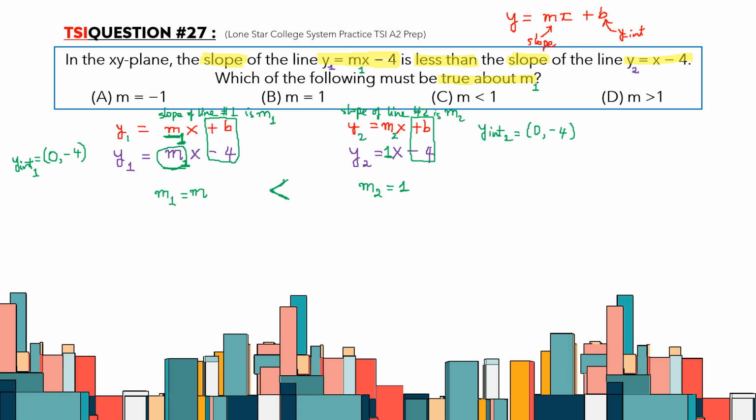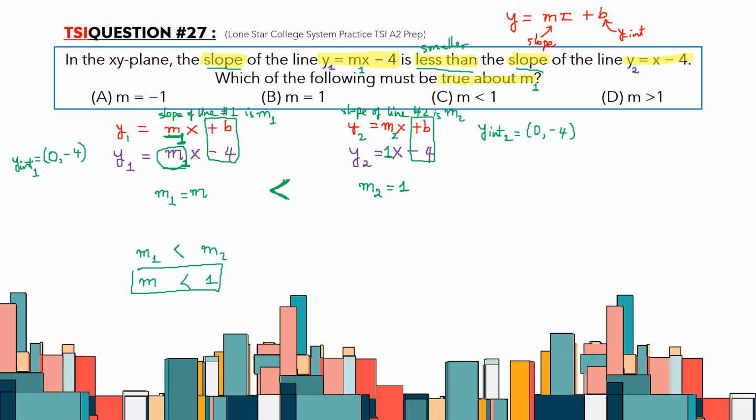Because we have the relationship m1 less than m2, where m1 is equal to m and m2 is equal to 1, what is true about m is that m is less than 1. Less than means smaller: the slope of the first line is smaller than the slope of the second line.